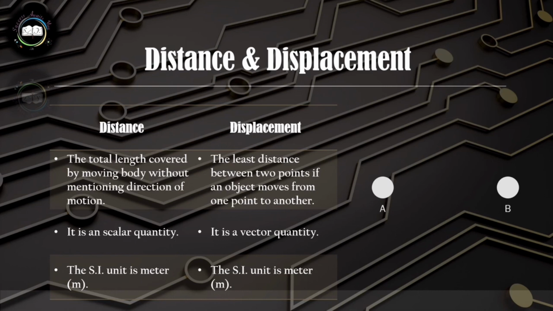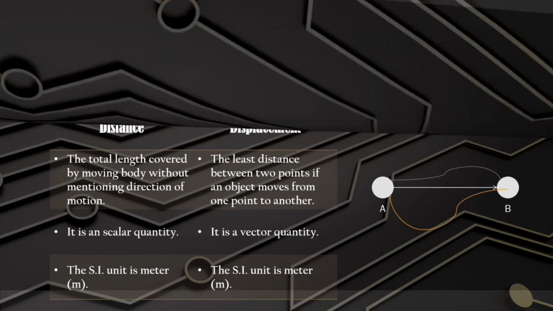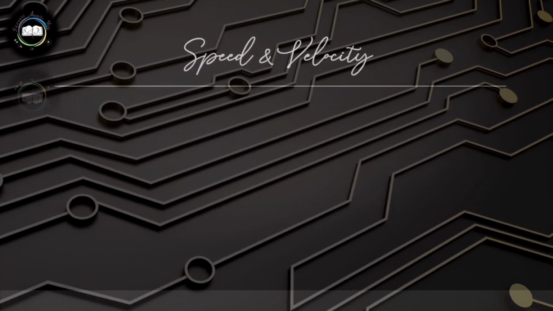Their unit is meter. Now, for example, take 2 points A and B. The gray and yellow lines show distance, while the white one is displacement, because the gray and yellow ones are 2 random paths to point B, while the white line specifies a direction.